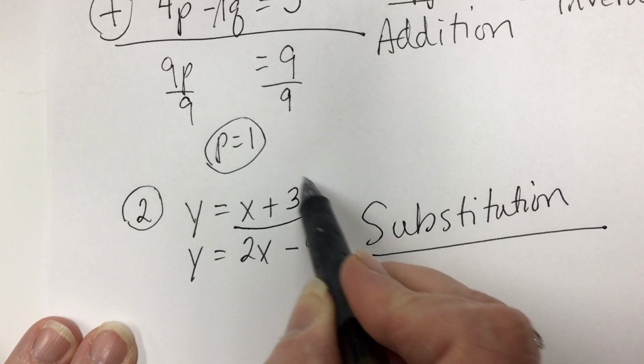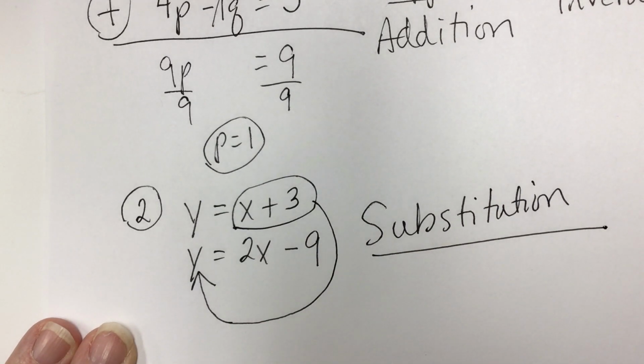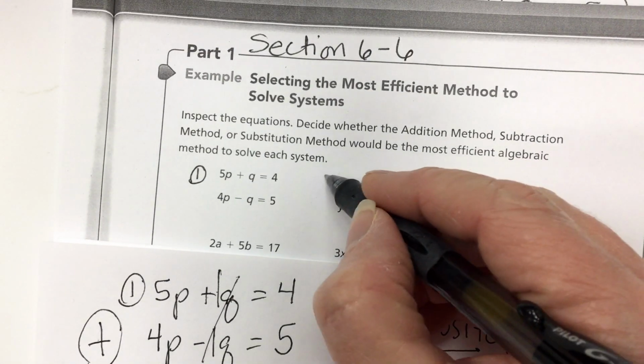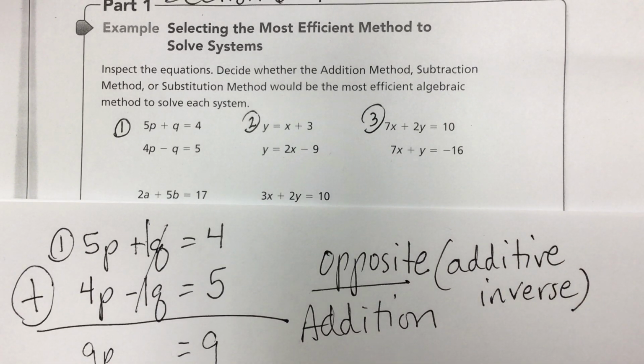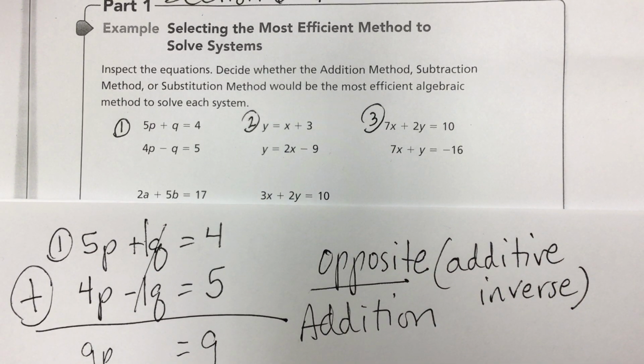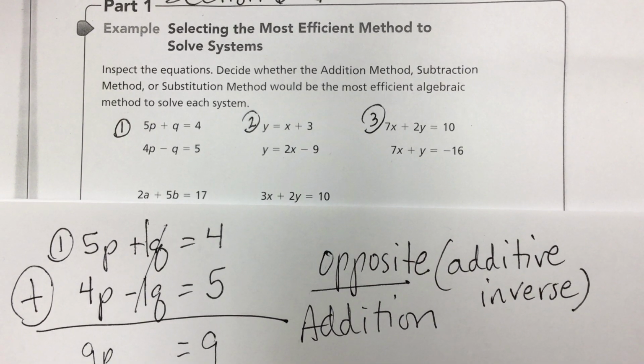We would take what y is in the first equation and substitute it into y in the second equation. So anytime that you have one of the equations solved for a specific letter, the best method to use is substitution. So that was number 2. Let's go to number 3. Looking at number 3 now. Copying down number 3, 7x plus 2y equals 10, and 7x plus y equals negative 16.